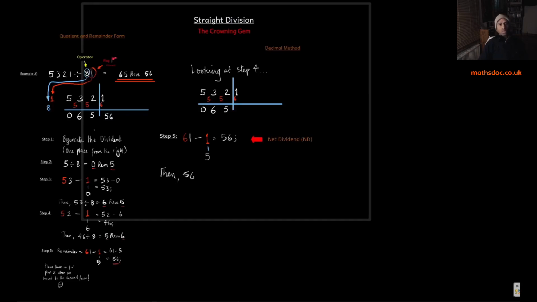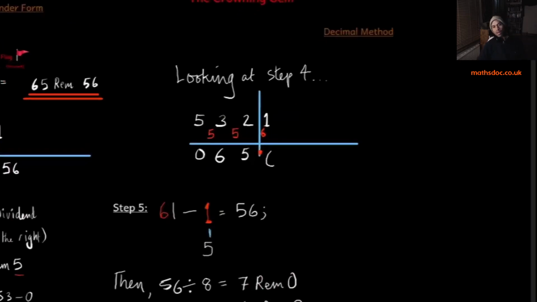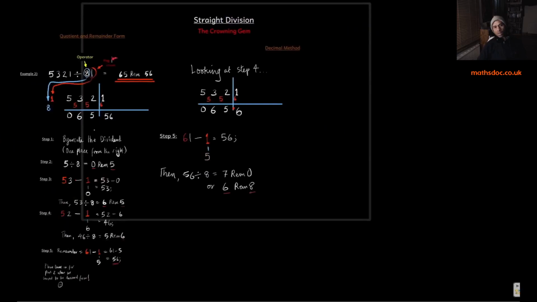So then we need to take that 56 and divide that by the operator, which is 8, and we get 7 remainder 0, or 6 remainder 8. Okay, why are we using the 6 remainder 8? Because the 7 remainder 0 will still work, but it'll be a little bit more awkward to do the calculations. That's why we do use 6 remainder 8 there.